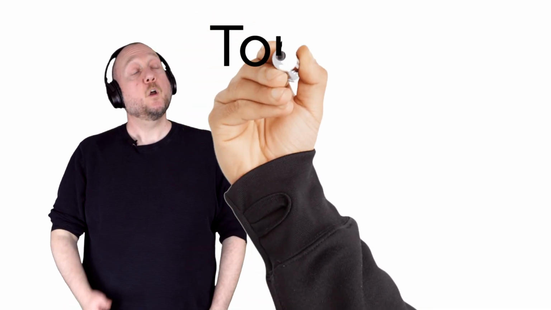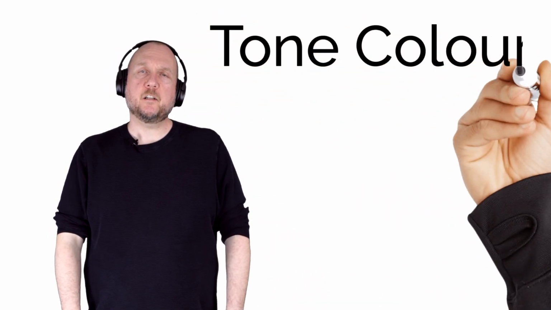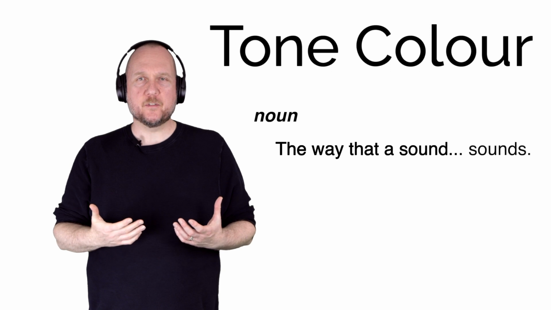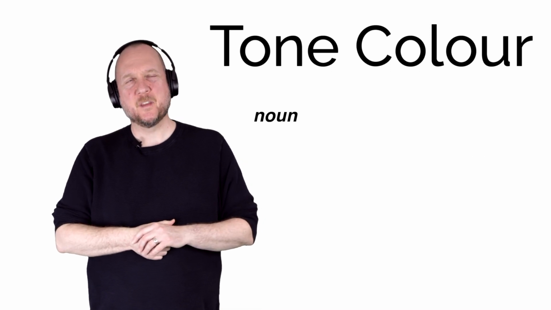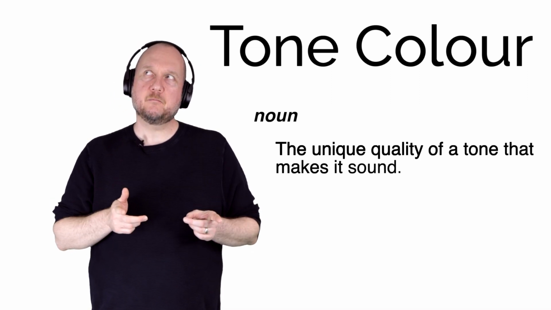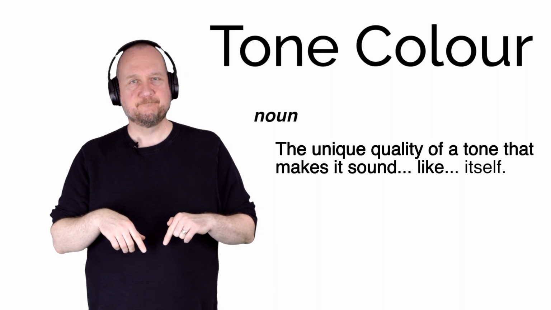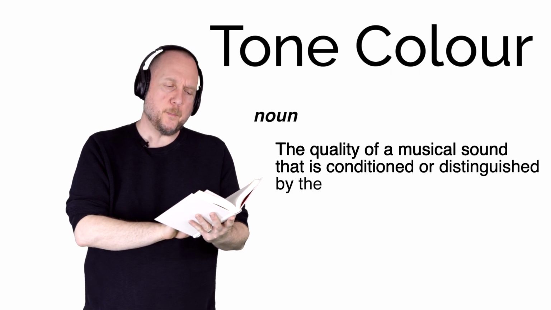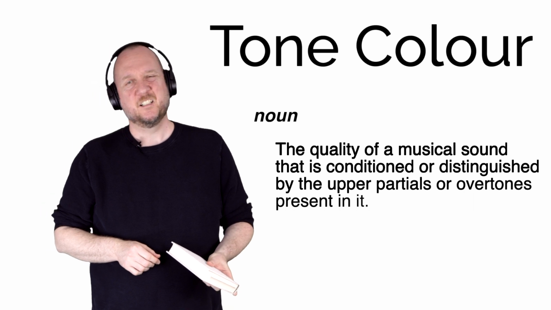Well, it all comes down to our third element of music, tone color, or timbre. Tone color is, well, it's the way that a sound sounds. Okay, well, it's the unique quality of a tone that makes it sound like itself. Maybe a dictionary will help us. Tone color is the quality of a musical sound that is conditioned or distinguished by the upper partials or overtones present in it. Ugh. Well, that didn't help at all.